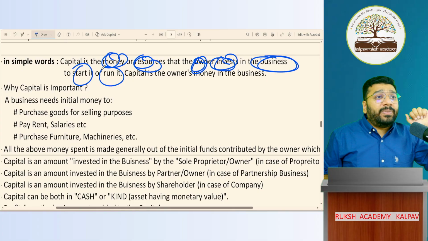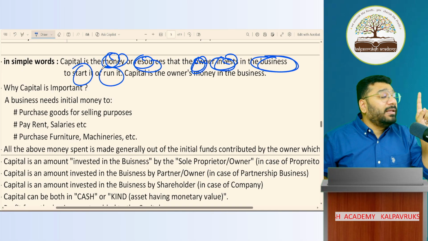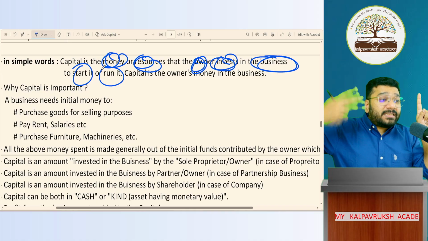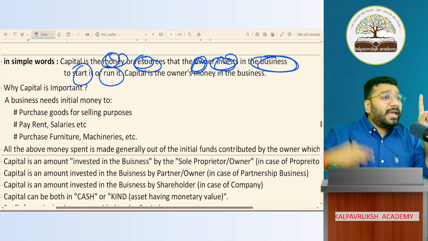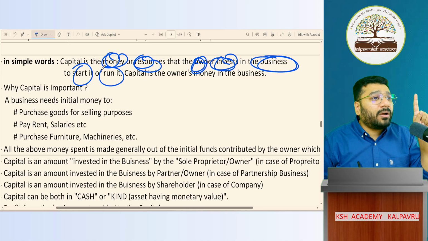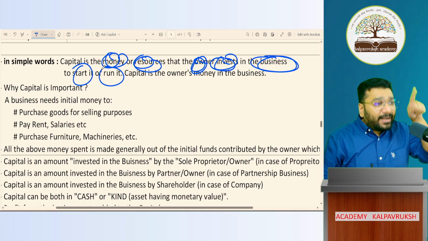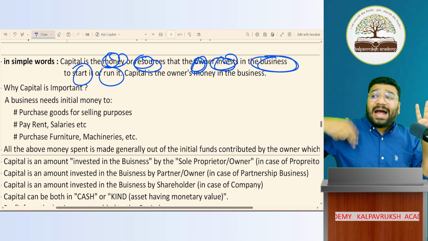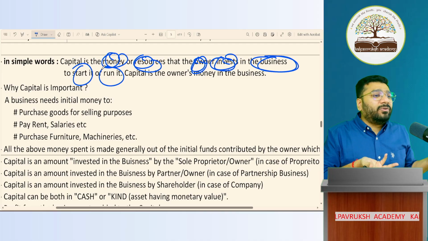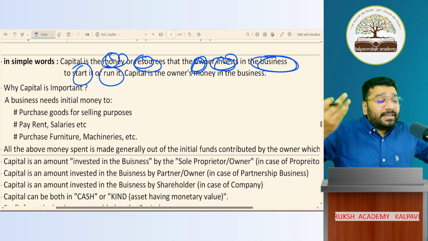So there are two types of capital. One is called initial capital: the capital which the owner gives for the very first time. And subsequently, every time money is invested, that is called additional capital. Got it? Initial capital is for starting the business and running the business, whereas additional capital is only for running the business, because the business has already started.